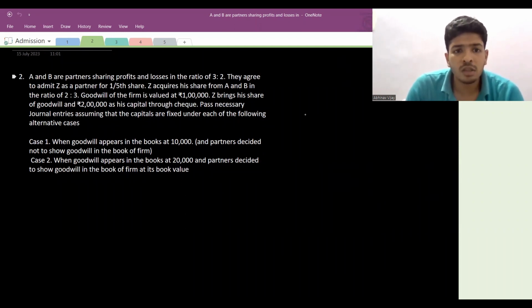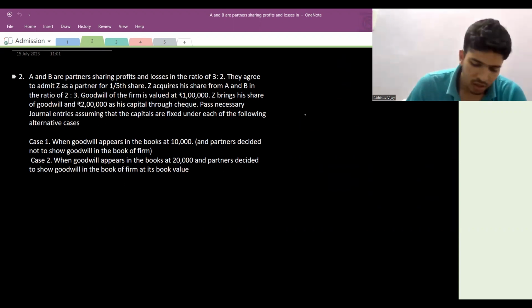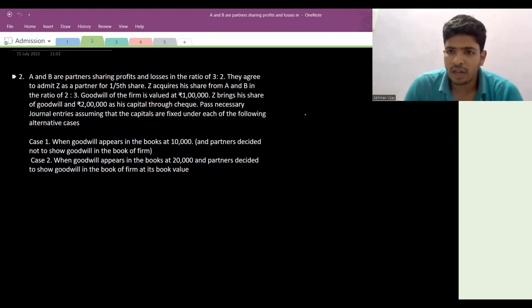And when goodwill appears in the books at 10,000 and partners decide not to show goodwill in the books of accounts, and when goodwill appears at 20,000 and partners decide to show goodwill in the books of the firm at its book value. See, these questions that I'm giving you right now are going to cover all the exceptions that can come in questions. Because standard, you will do it easily with your eyes closed. But exceptions is where the examiner can test you. And all the exceptions that I'm telling you now, you just need to read it through once.